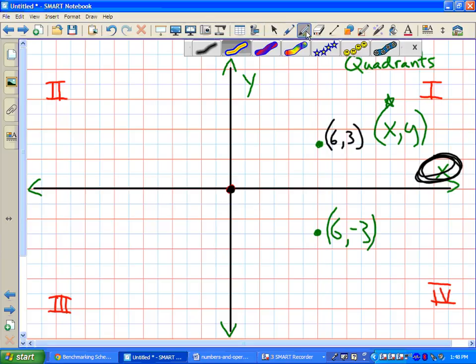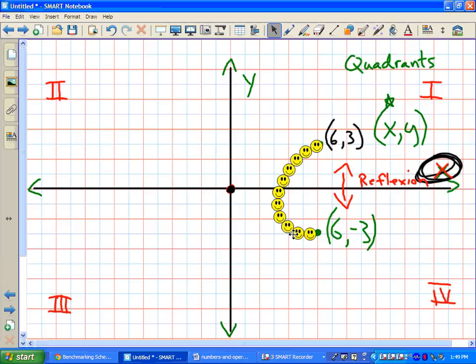So let's show that. Here's the x-axis, right? That's the x-axis, and we're jumping over it. Come on, jump over, and that's where we landed. So these two are reflections over the x-axis. It's over the x.